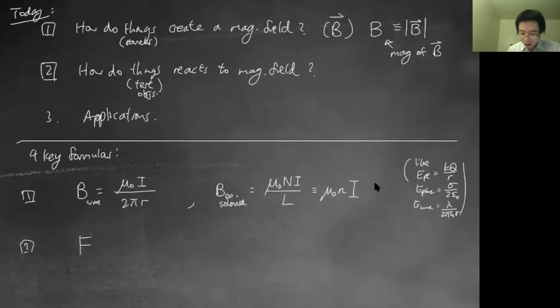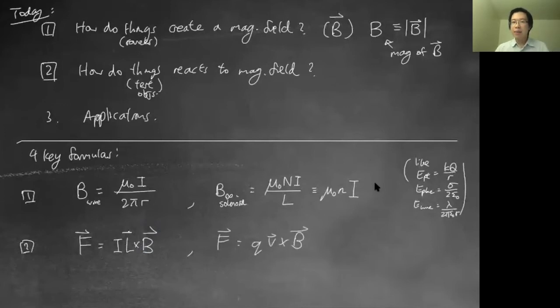And now the question is, how do things react to it? We'll see this formula. And this time we actually need vectors for it, as we'll see, because of a very special nature about magnetic forces. And also this one. So the goal of today is to explain these couple of formulas.